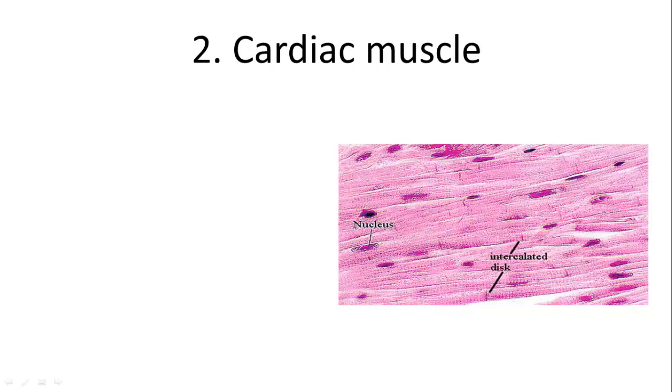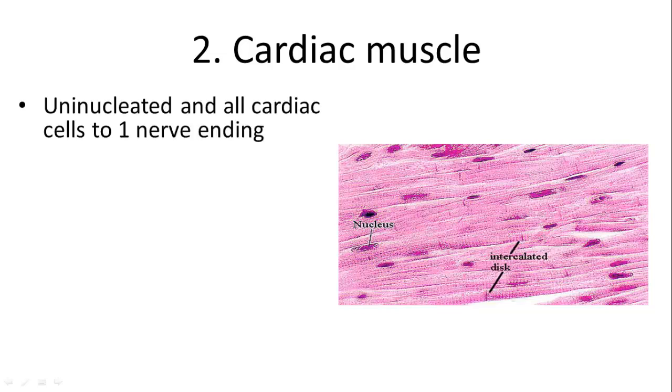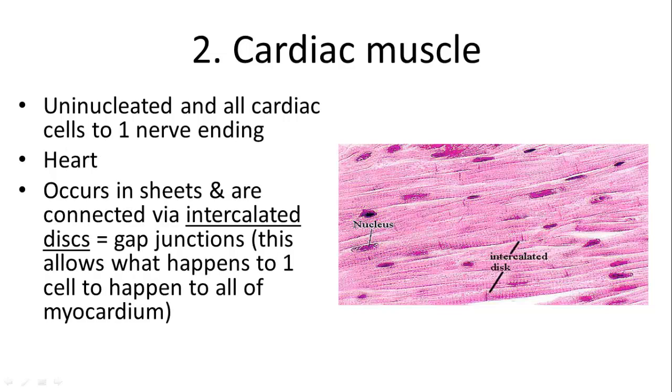Cardiac muscle, on the other hand, is uninucleated, so they only have 1 nucleus per cell, and all cardiac cells have 1 nerve ending, so 1-to-1 ratio. These are only found in the heart. They occur in sheets and are connected by these intercalated discs. So this is actually a defining characteristic, these dark bars here. And this is a gap junction, which allows for communication between different cells within the cardiac tissue.